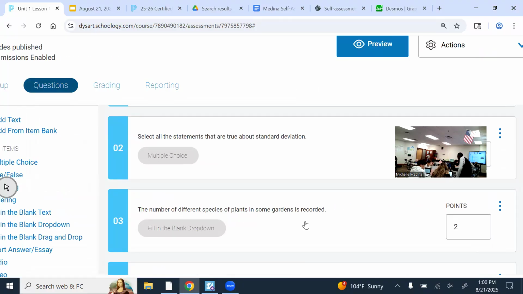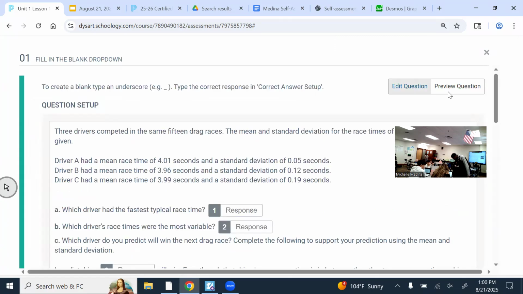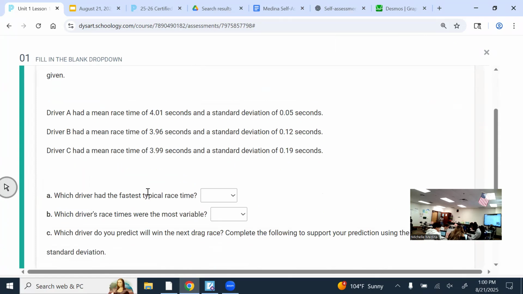Follow along. We're on lesson 13, number 4. Oh, okay. Just kidding. Maybe not number 4. The number 1, you mean? Okay. So 3 drivers competed in the same 15 drag races. The mean and standard deviation for the race times of each are given. We're going to answer which driver had the fastest typical race time. So you need to know what to compare. Would the mean or the standard deviation tell me a typical race time?